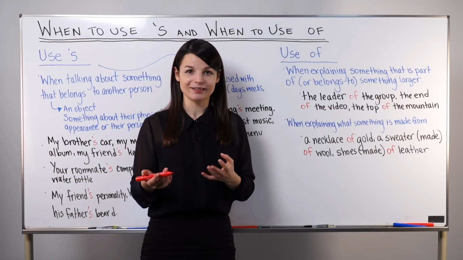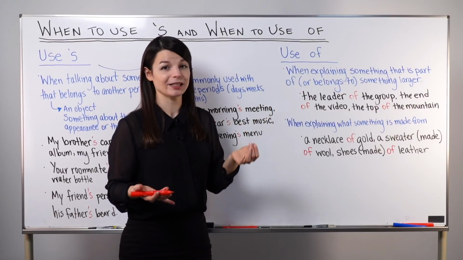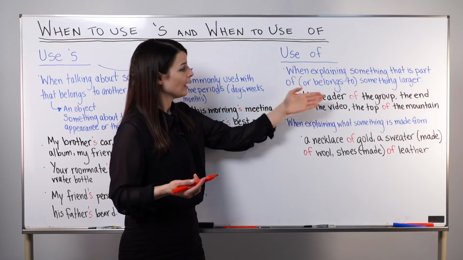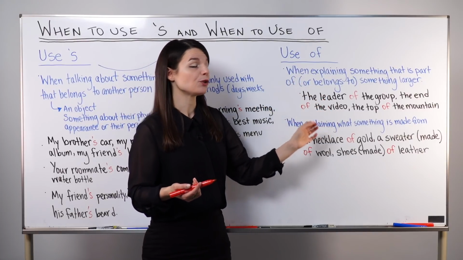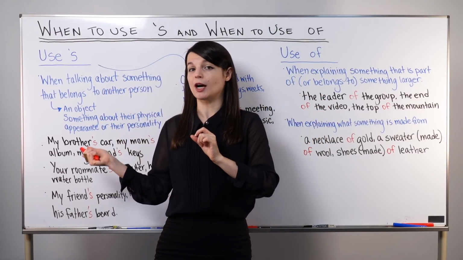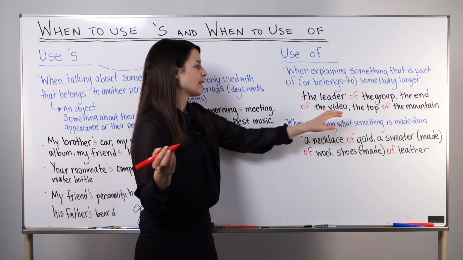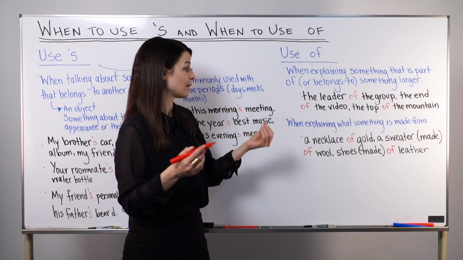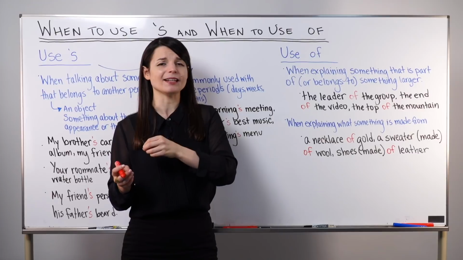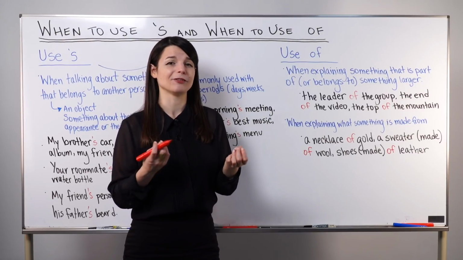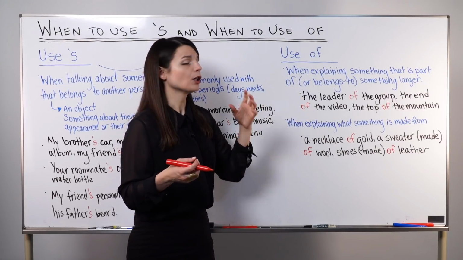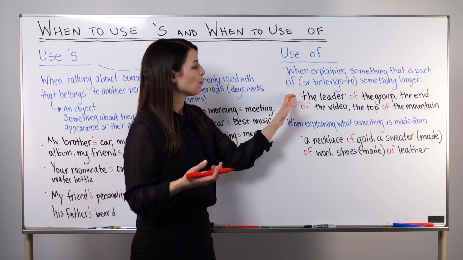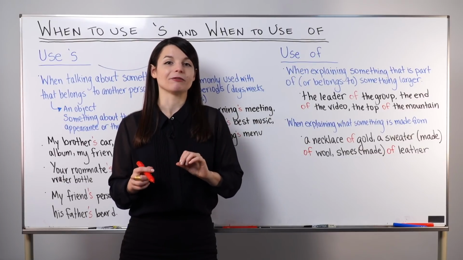Of course, there are some cases where we choose to phrase things a little bit differently. For example, the mountaintop is a word. But in these cases, it's more natural to use "of" than it is to use apostrophe S. So for example, if I said the mountain's top, it wouldn't sound as natural as the top of the mountain. If I said the video's end, it wouldn't sound as natural as the end of the video. The group's leader could be okay because it's related to a person, but you might hear this one a little more often, the leader of the group.